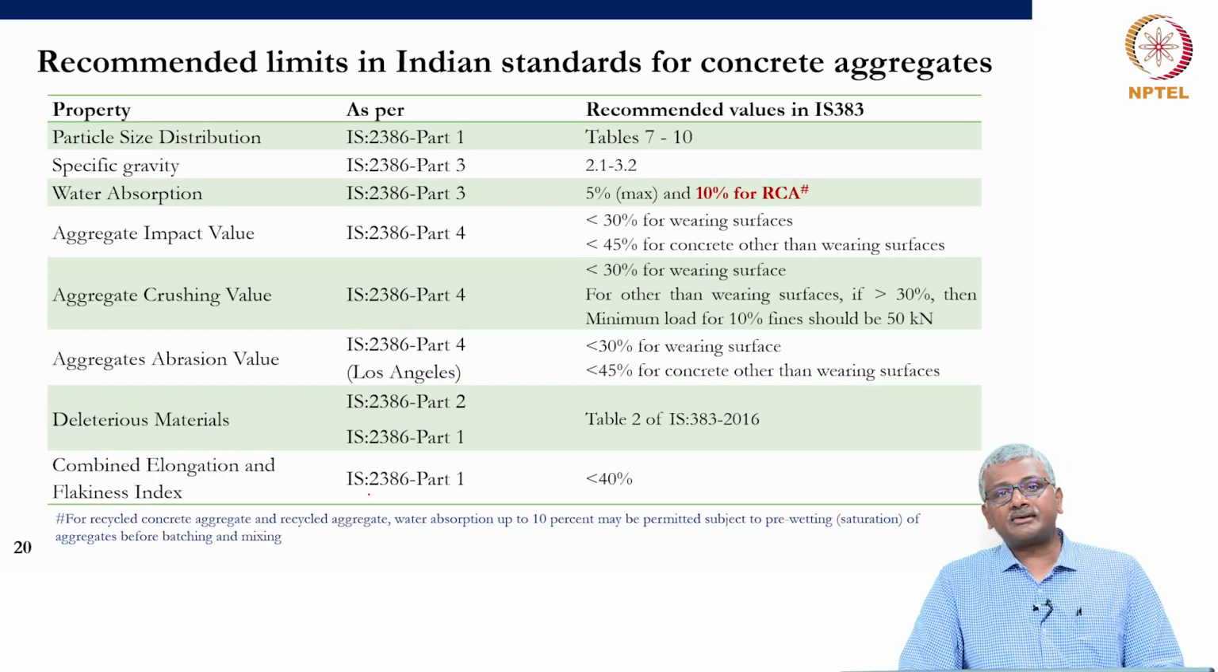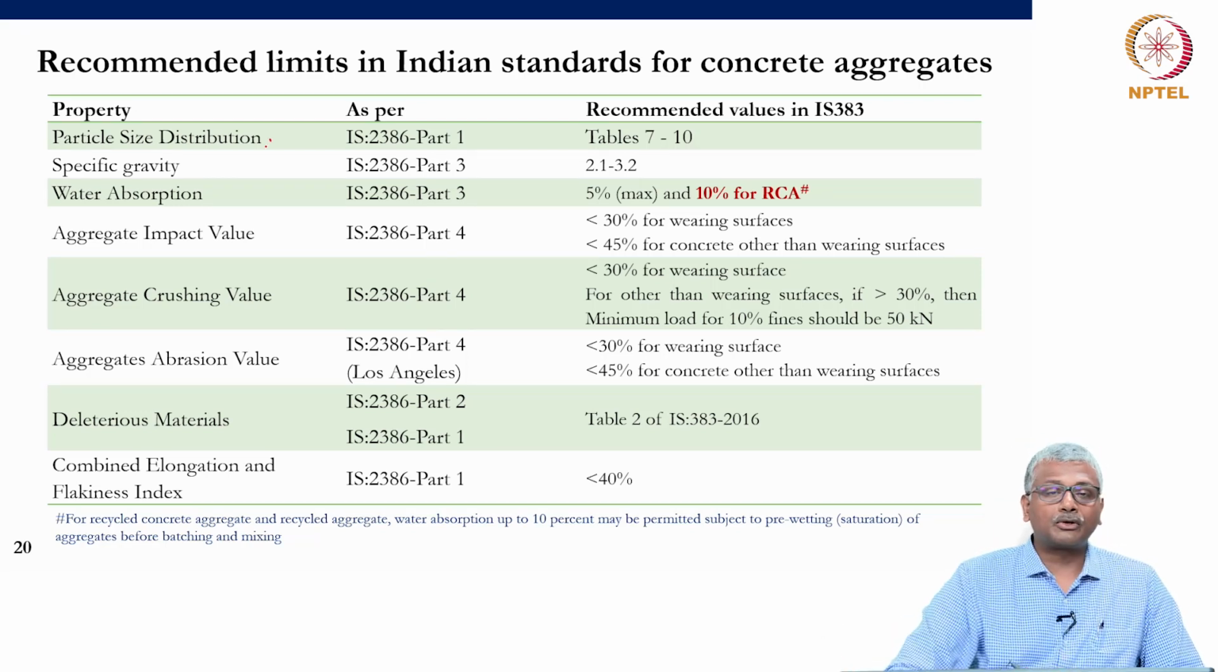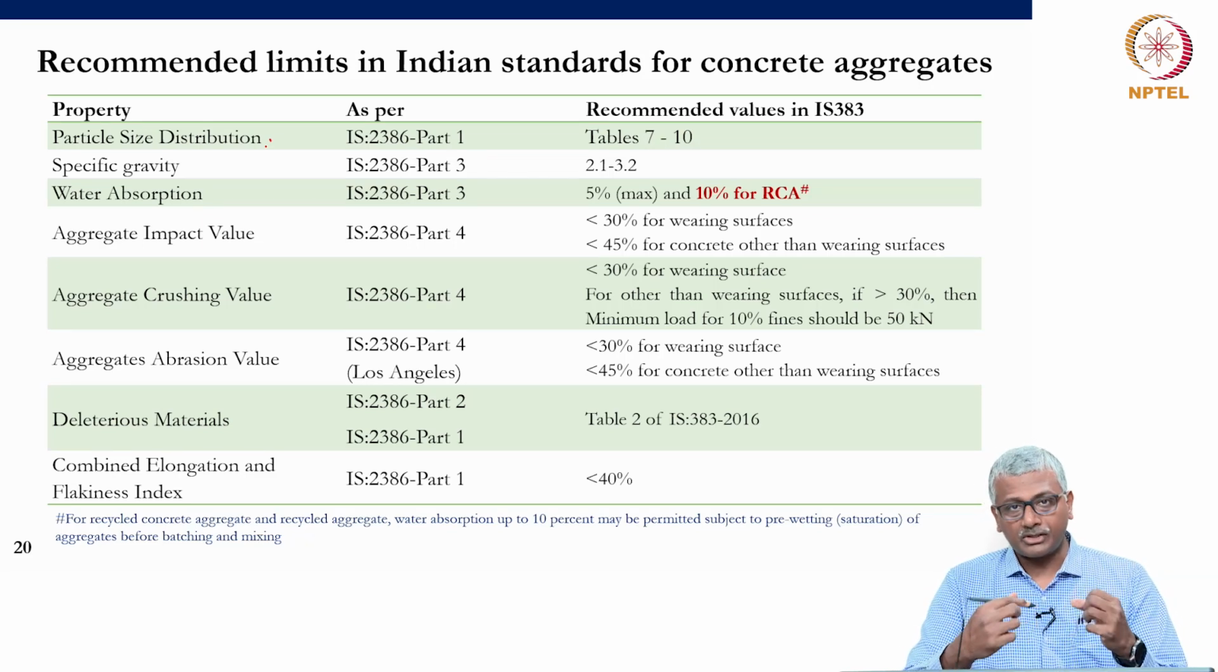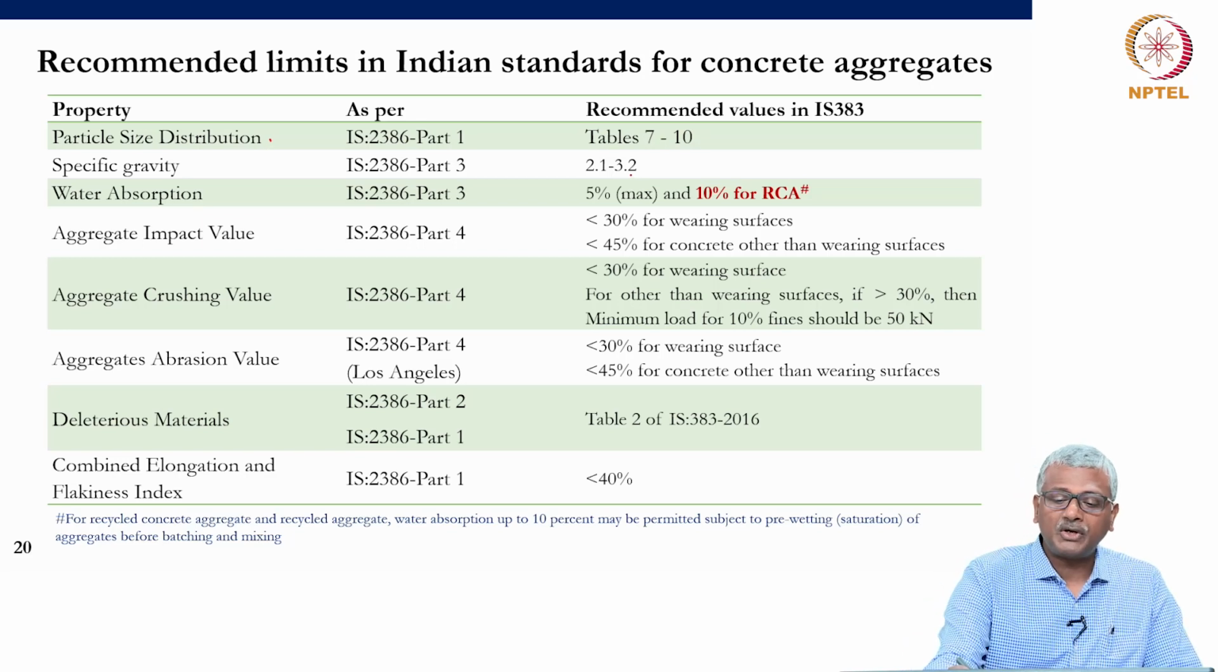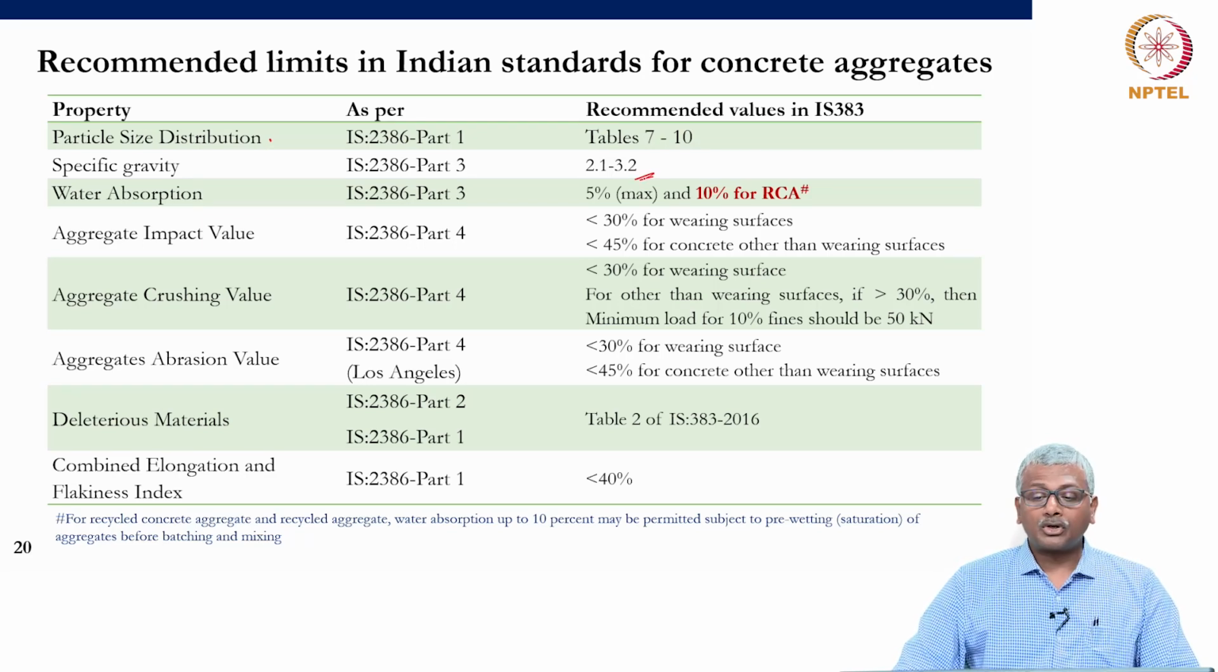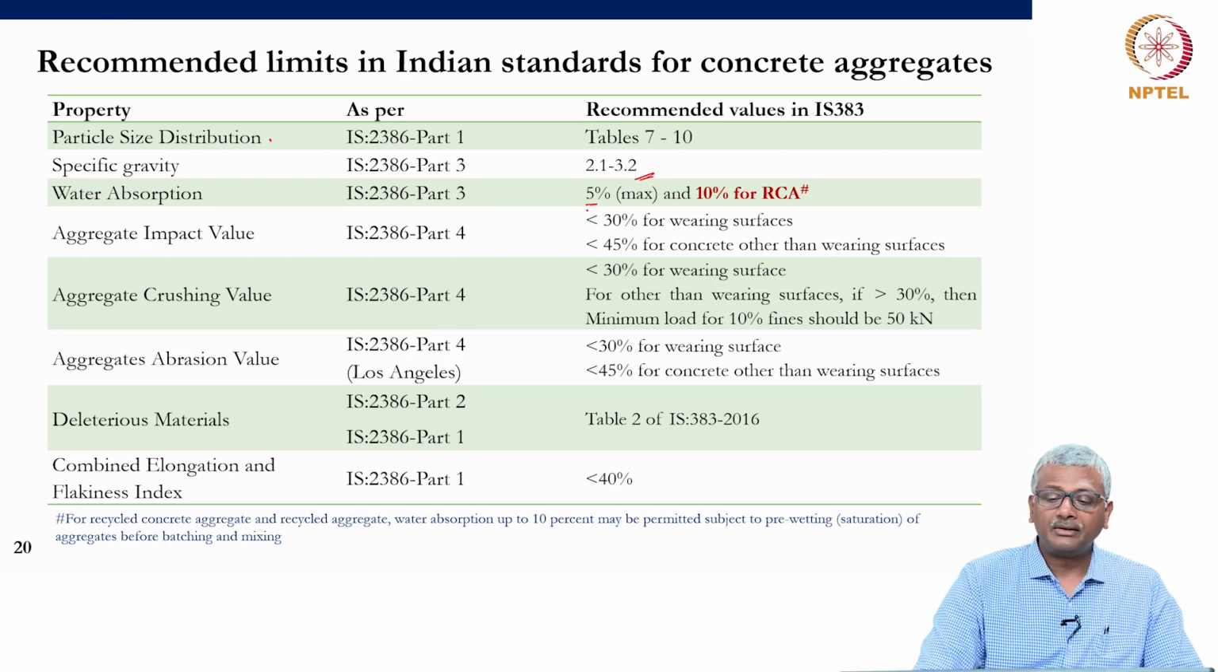Now, of course, IS 383 dictates the properties that you really require from the aggregate. We will take a look at it again just for completeness at the end of this lecture. But there are several different recommendations with respect to the properties of the material that need to be satisfied to conform to the classification given in IS 383. For instance, particle size distribution of the coarse aggregate and fine aggregates crushed from construction and demolition waste. The specific gravity has to be between 2.1 and 3.2, right. Water absorption is restricted to 5% for normal aggregate and 10% for recycled concrete aggregate.